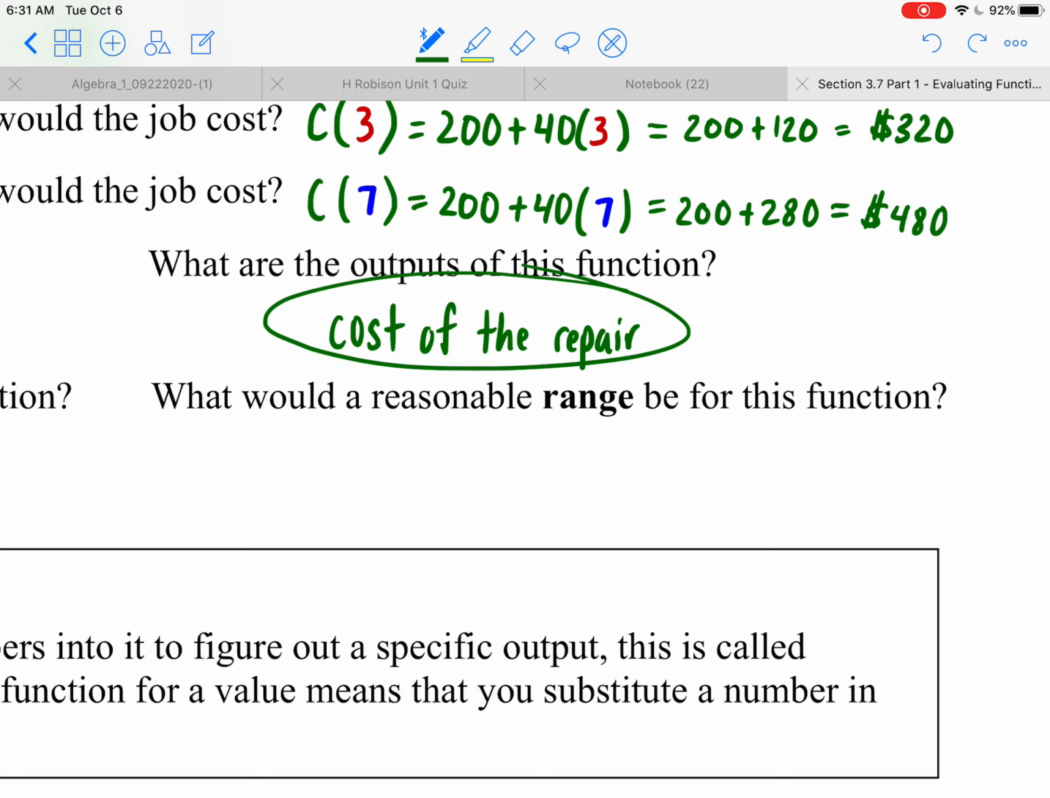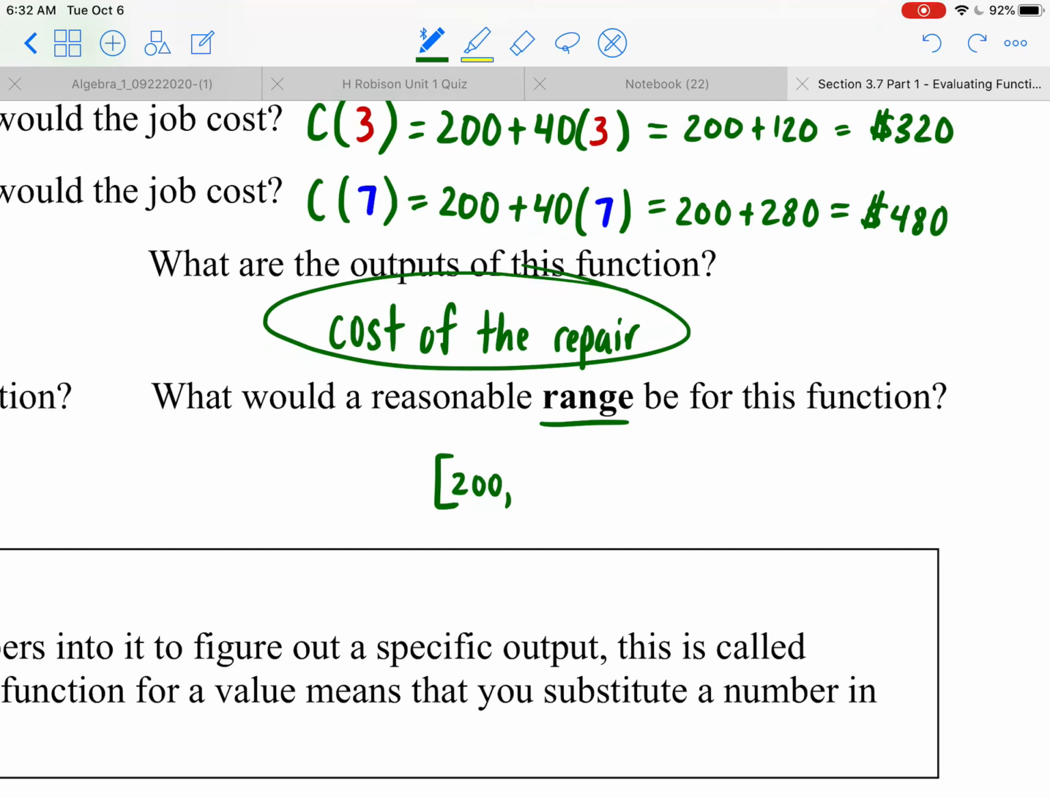What would be a reasonable range for this function? The range is like the domain, except the domain is looking at inputs. The range wants to know the collection of all the possible outputs in this scenario. So I would say the lowest amount you could get charged would be $200. Although you can't replace a muffler with no time, so some people might put a parenthesis here, but whatever.